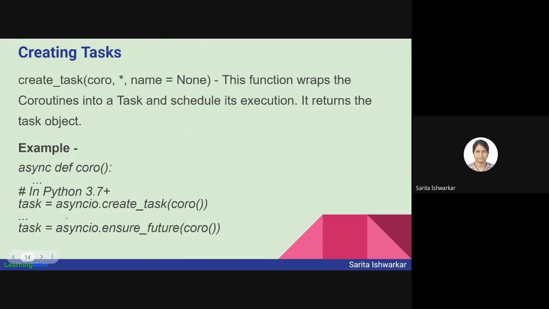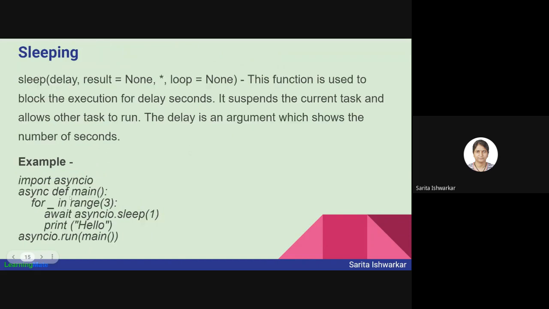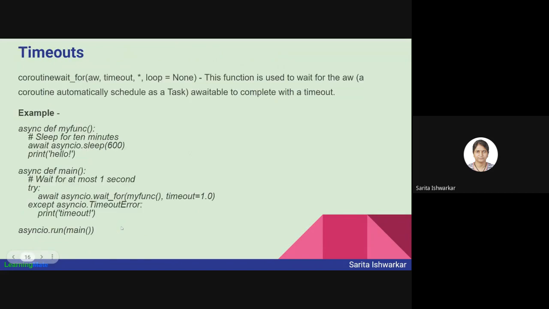Creating a task: how can you create a task? You have to use asyncio.create_task and the name of the function here. You can use this task name later for await, or in combination with the await keyword. We'll learn this in an example. Like sleeping, you can invoke the sleep method here for delaying the process or waiting for a few seconds.